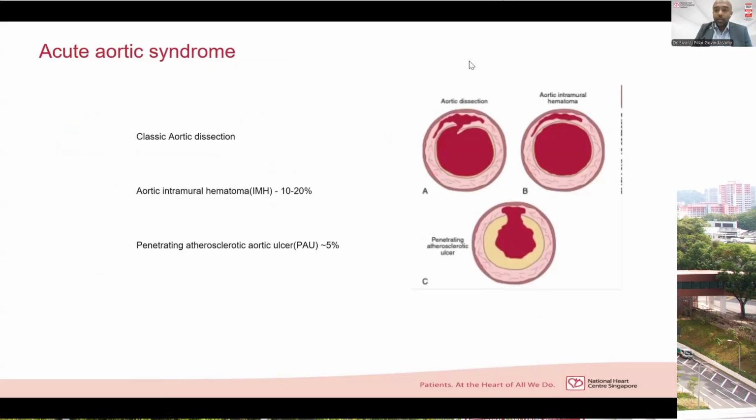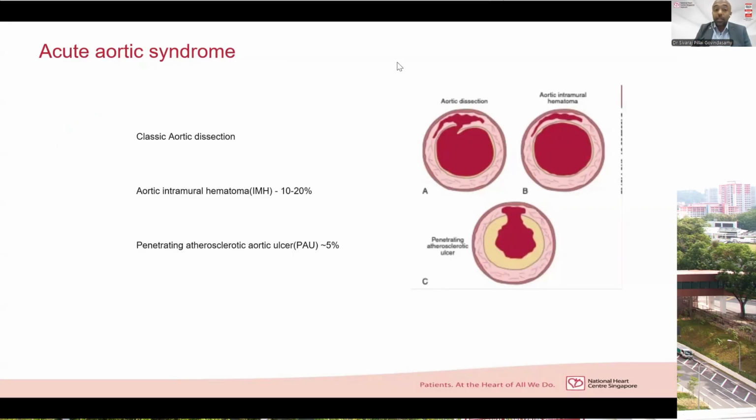Here we have some pictures where there's a classic dissection, with a tear in the layers and blood going through two channels instead of one. Or we have something more like an intramural hematoma. It's like a bruising of the wall, but blood has seeped through the layers. So a structure which is very sturdy has now become a bit unstable. Depending on which part of the aorta it is, the treatment is very different, but it's a condition that needs to be taken seriously.